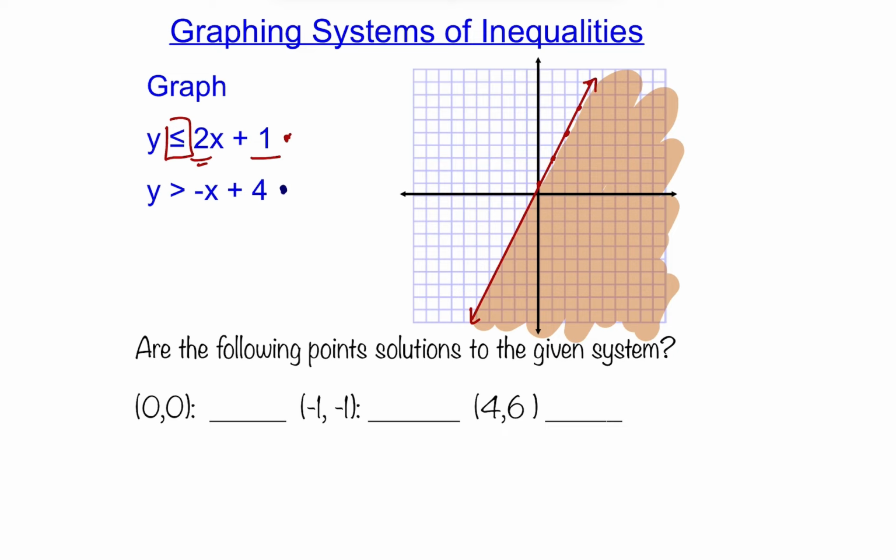So we're going to go up 4: 1, 2, 3, 4. There we go. And the slope is negative 1. It means I'm going to go down 1 over 1, down 1 over 1, down 1 over 1, and so on. And this line is going to be dotted because it's just greater than. So I'm going to take my time and do a nice dotted line there.